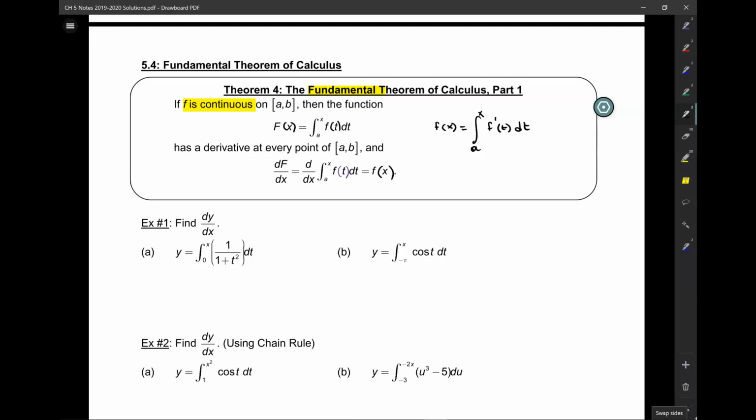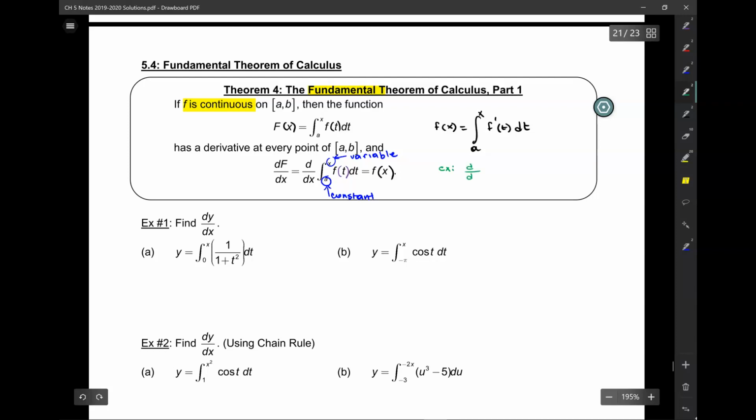So let's take a look at how this looks. This formula here, where this integral is going from a to x. So the lower bound is a constant. The upper bound is a variable. Do you see how this is placed? The upper bound is a variable, the lower bound is a constant. So let's take an example here.